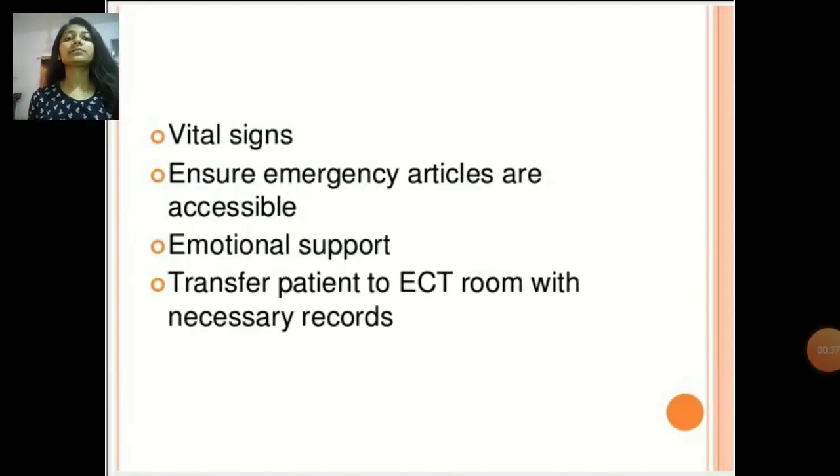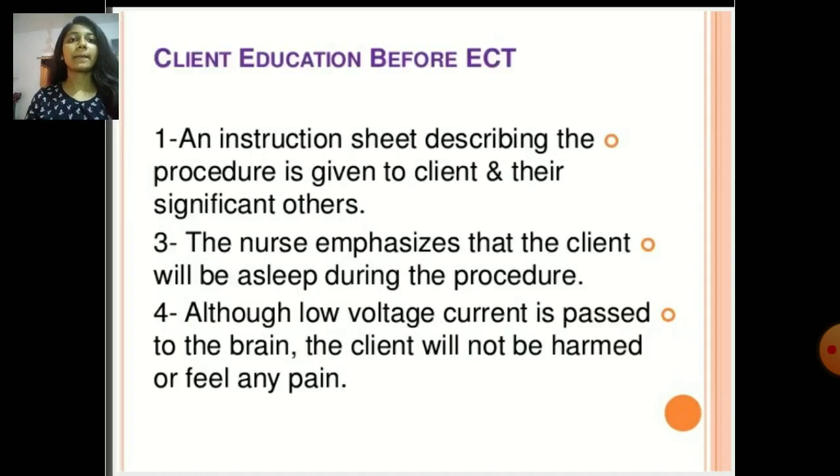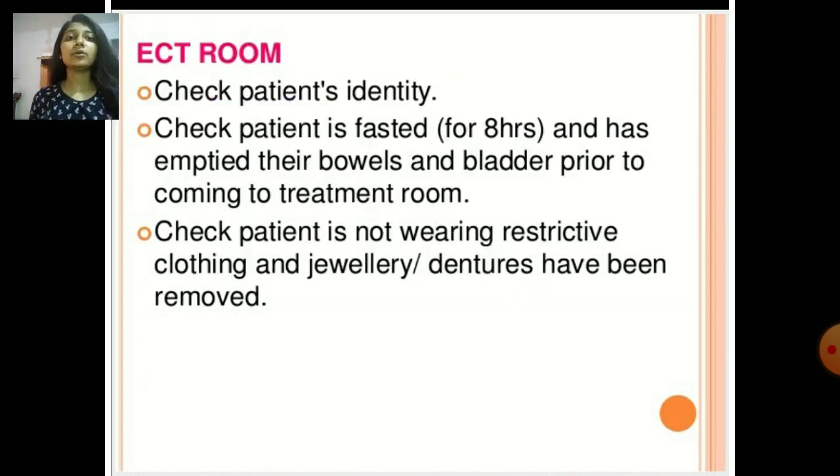Next, ensure the emergency articles are accessible, and give emotional support to the patient or the relatives. Transfer the patient to the ECT room with the necessary records. Client education before ECT. Next, ECT room. Check the patient's identity.